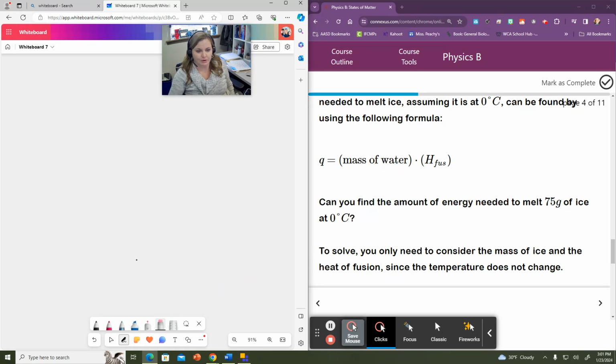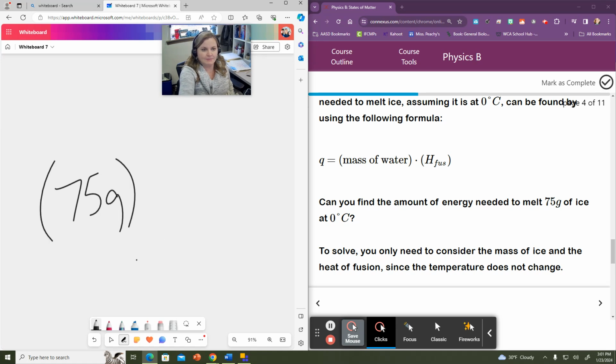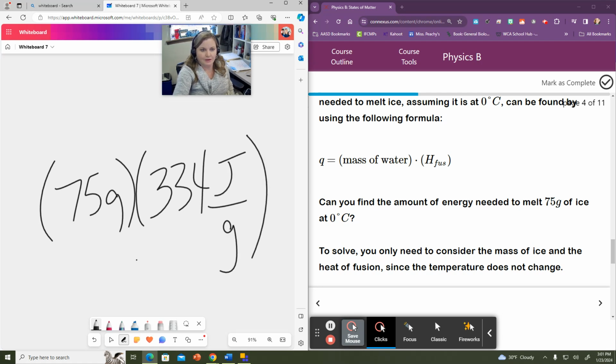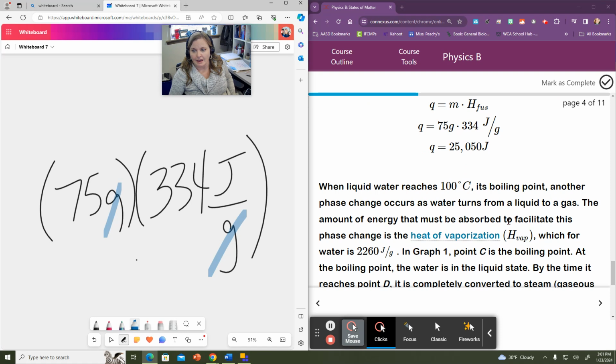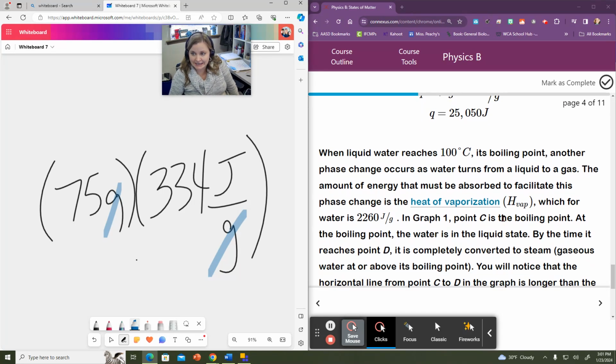Simple, guys, this is simple here. So it's basically that 75 grams times the 334 joules per gram. So again, grams are going to cancel, so you're just taking the 75 times 334, which gives us 25,050. Let's see if that's right. It is.